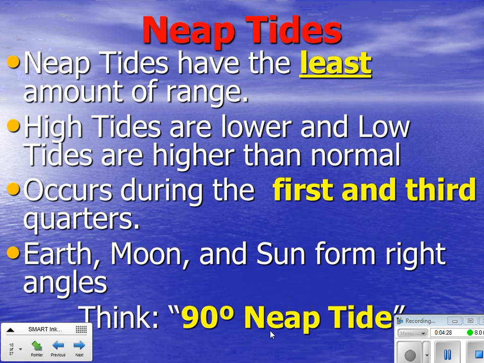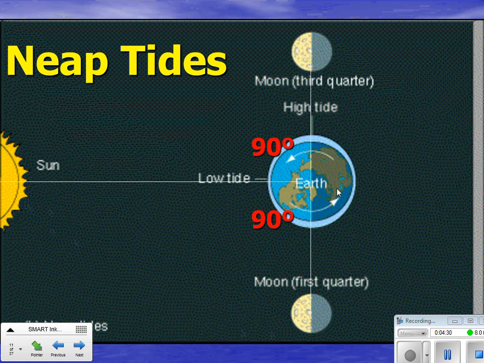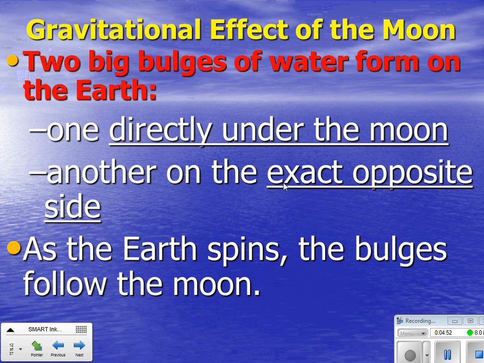And then if you take a look at the picture, you've got the sun and the earth and a moon up here in the third quarter phase, creating a little bit of a bulge. Not as big though. And then you've got the sun, the earth, and the moon creating a bulge on this side. And then again, take into account this 90-degree angle. 90 degrees, neap tide.